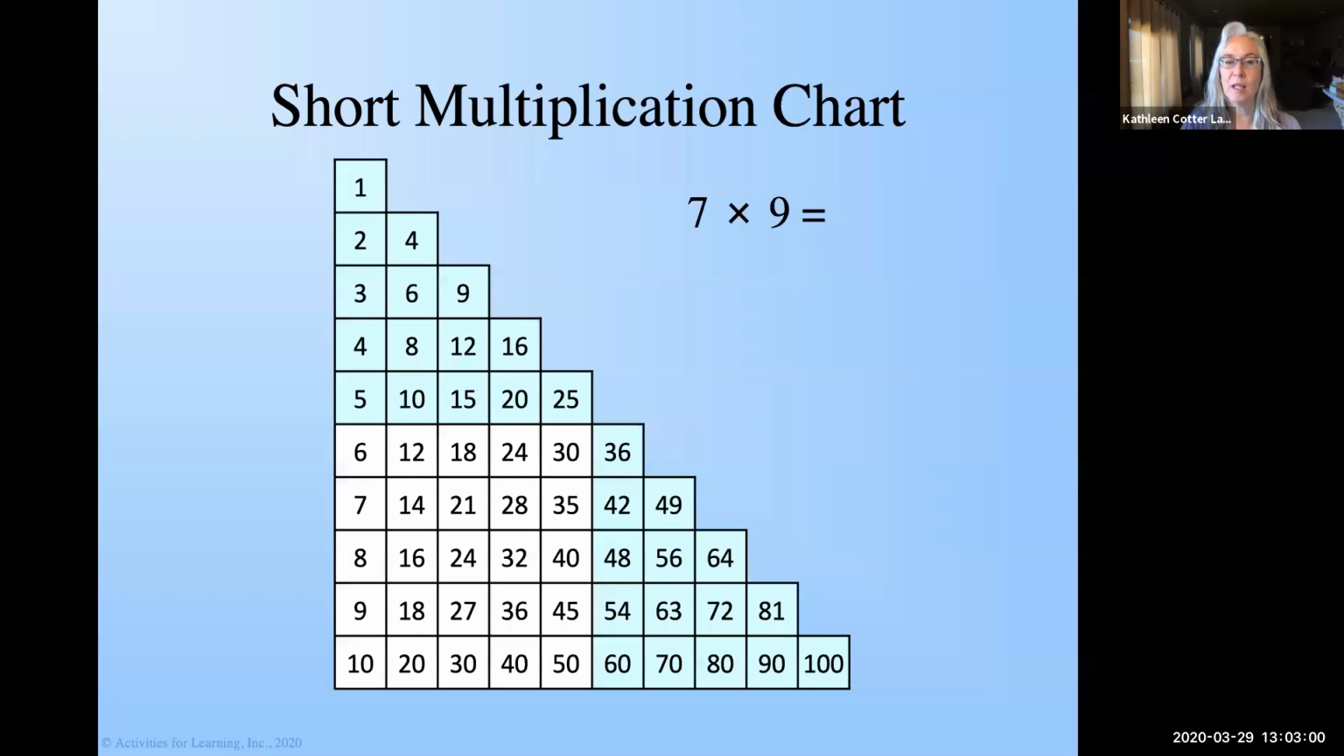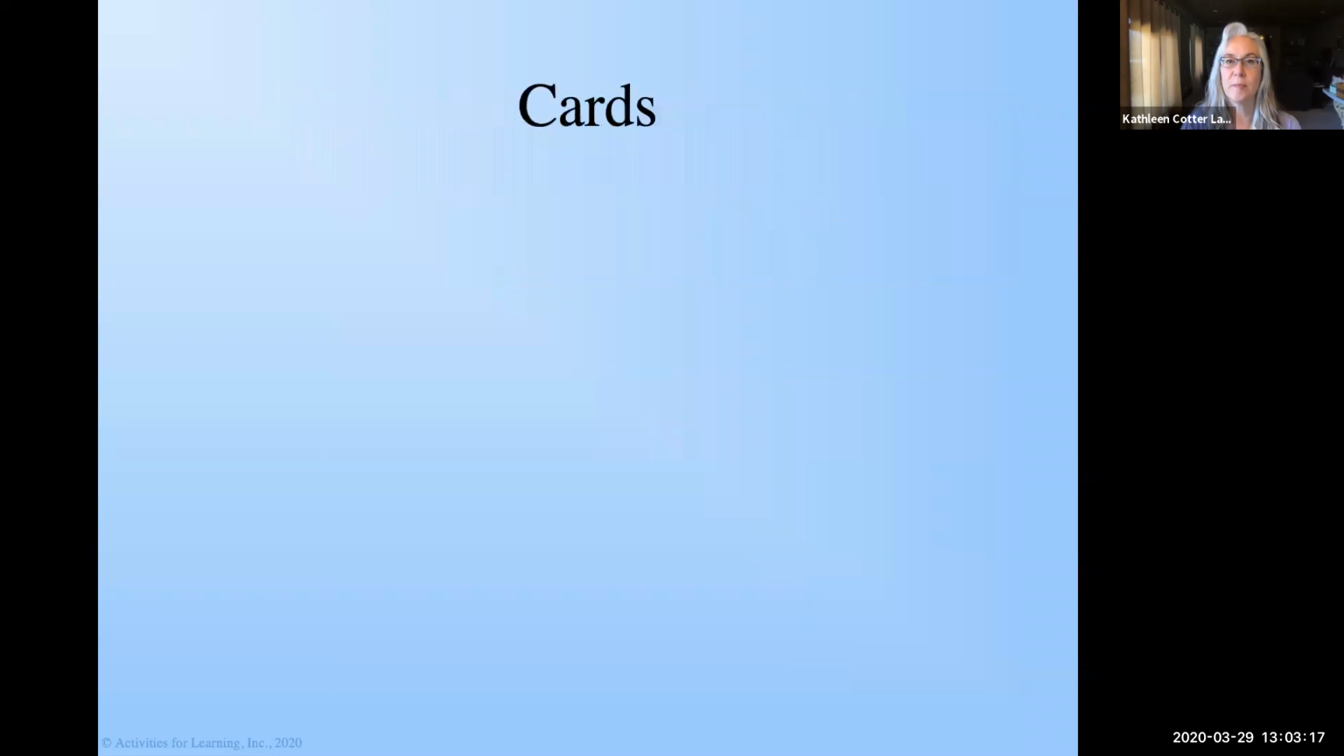7 times 9. I'm going to start at 7, turn the corner, keep going 9 squares, answer is 63. Now I could have also done it this way. 9 times 7 is 63. Either works. So that's the short multiplication chart. Again, you can use whichever chart works for you.